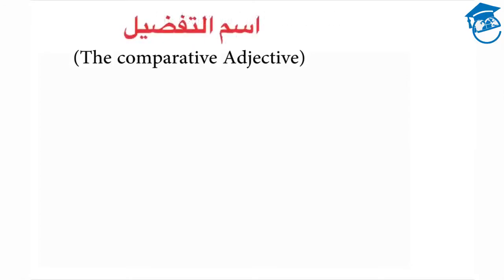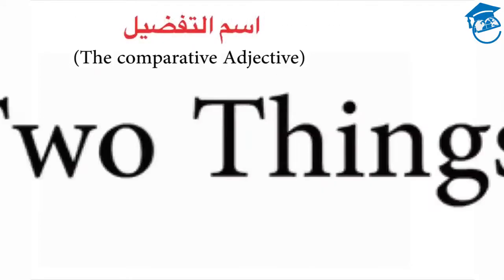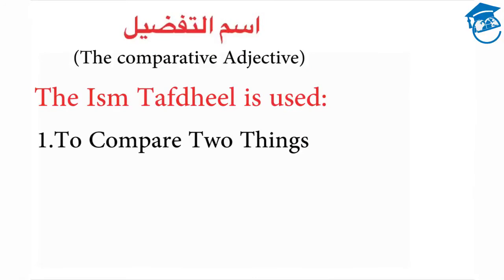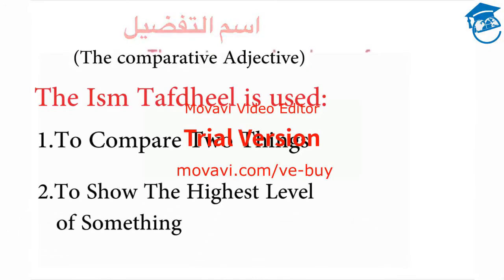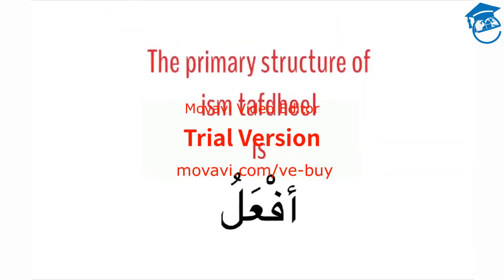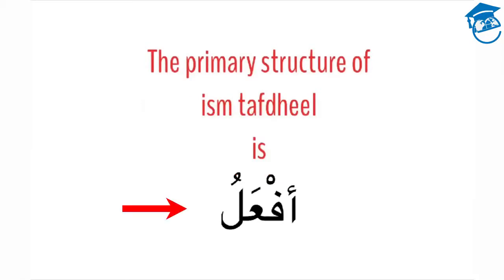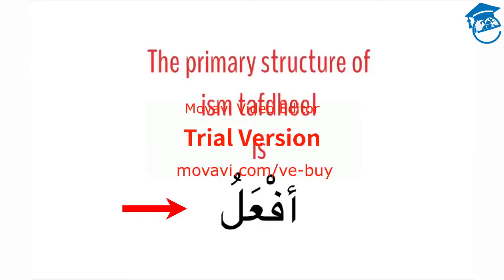The comparative adjective or ism at-tafdil is used to compare two things or to show the highest level of something. Let's examine ism tafdil grammatically. The primary structure of ism tafdil is af'alu. We add aleph with hamza at the beginning of the word, followed by the three root letters, fa, ain, and lam. On the first root letter, fa, we add sukun.